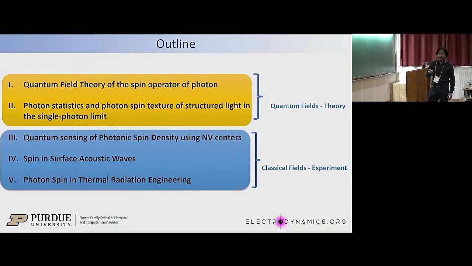The other is more from a practical point of view. I'll talk about spin in surface acoustic waves on lithium niobate. And then finally, I also want to talk about completely incoherent fields, such as the field generated by heating an object, so just thermal radiation and incoherent fields. How do we measure and identify the spin angular momentum of light in these completely incoherent fields? So that's the outline of the talk.